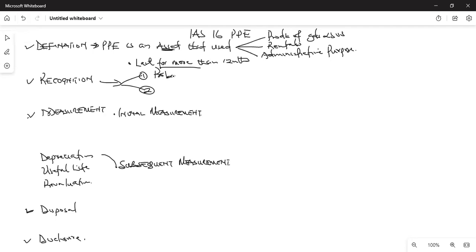So, probable inflow of economic benefit. Then we have reliable measurement of cost. So you see, these 2 things are what you base on to say something is an asset, a PPE. All right.